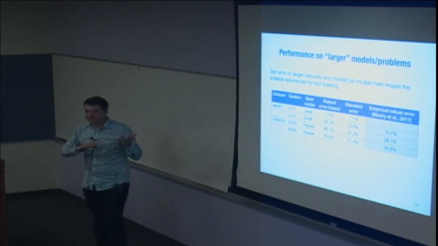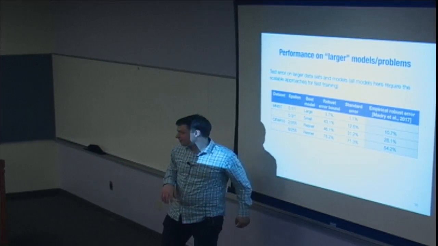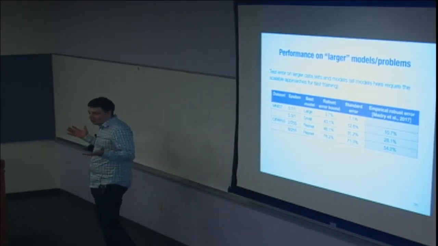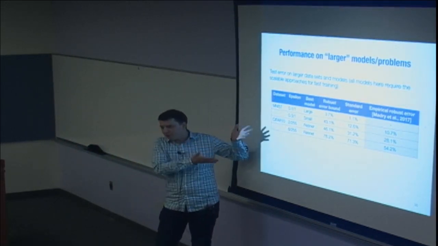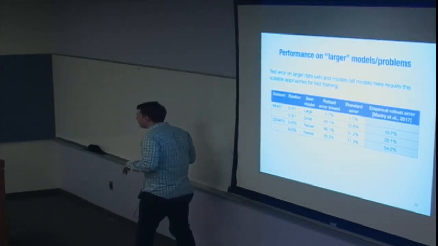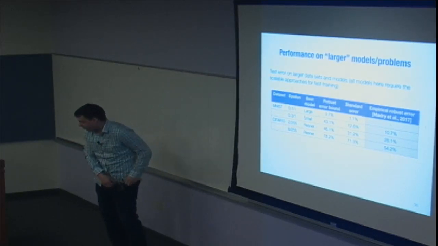This is still MNIST and CIFAR, right? We're still in the land of small data sets. This is actually quite hard to do, to say anything provably about deep networks, and this is something we can say provably: these networks have this performance level. You can say the same thing about a training set, of course, but this is saying that on the test set you have this performance.